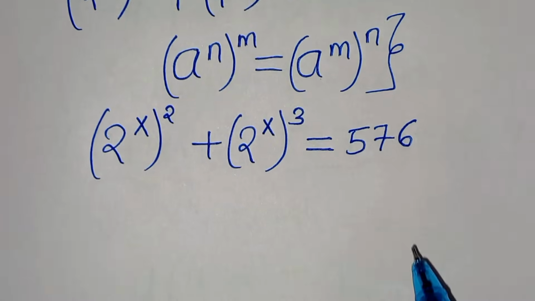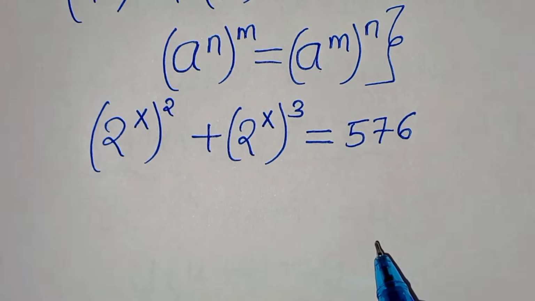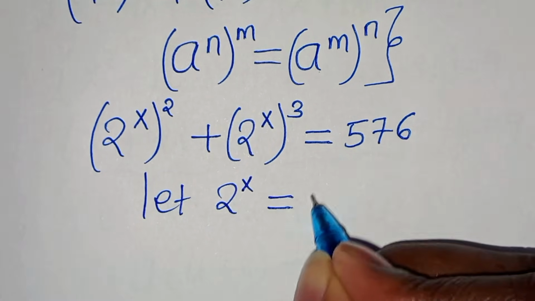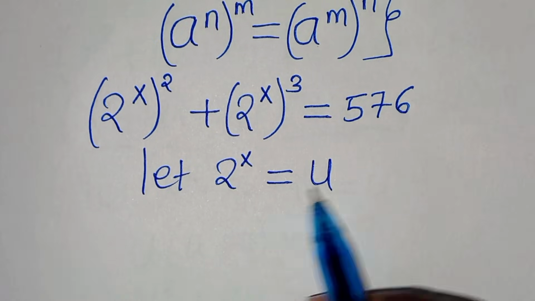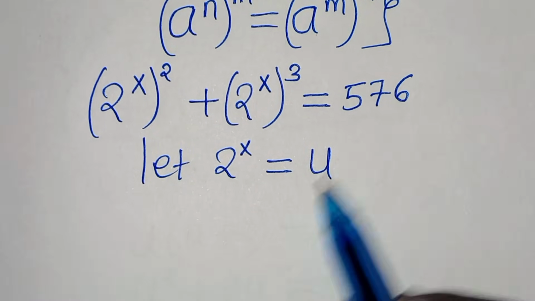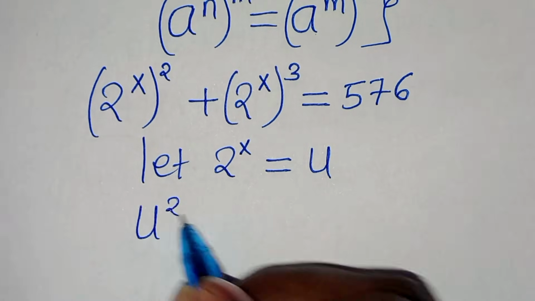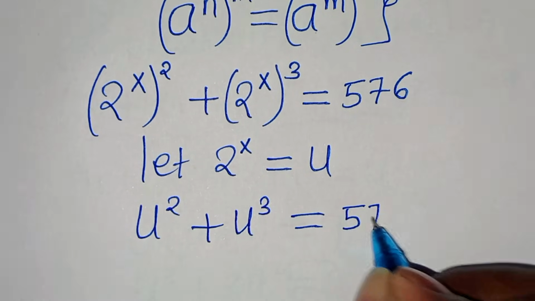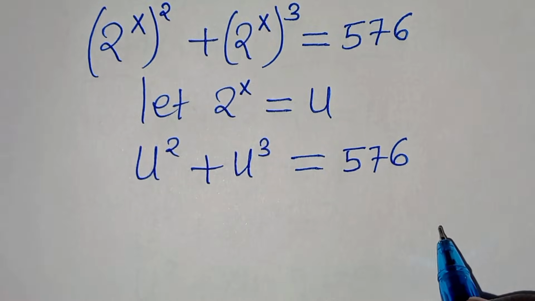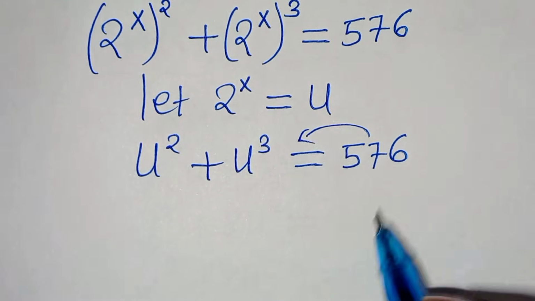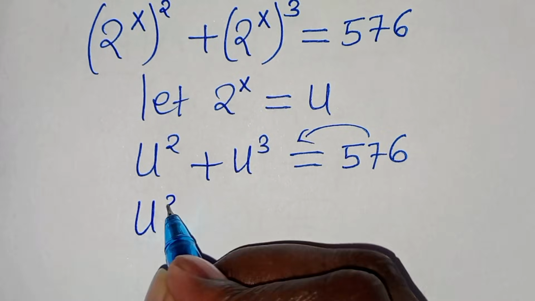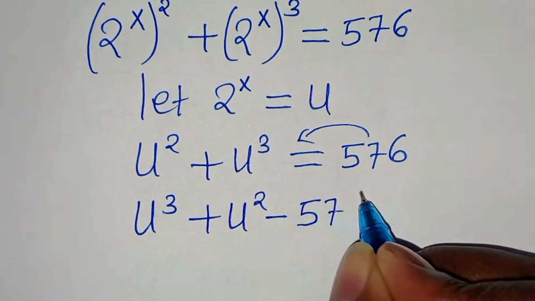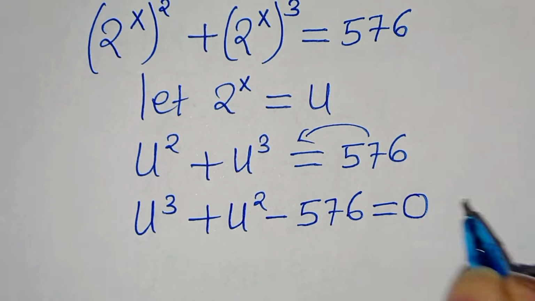576. Now, 2 to the power of x is common here, so we can let 2 to the power of x be equal to u. Substituting u, and expressing this equation in terms of u, we have u squared plus u to the power of 3. This is equal to 576. Now, let's take 576 on the left-hand side. So this becomes u to the power of 3 plus u to the power of 2 minus 576. This is equal to 0.